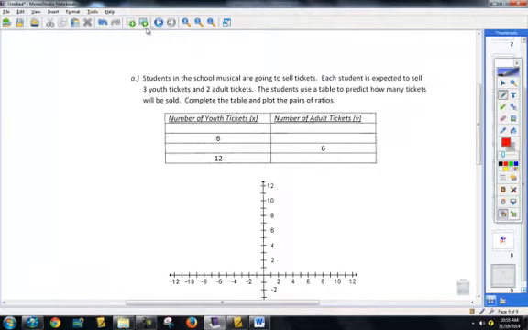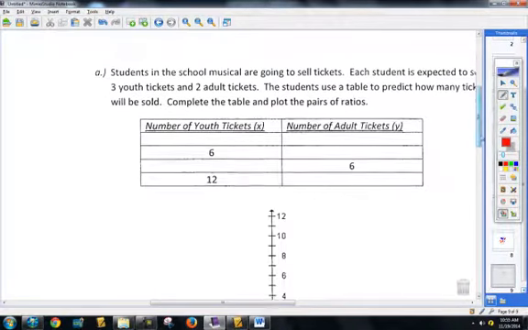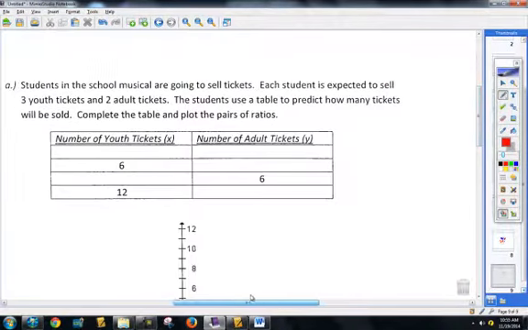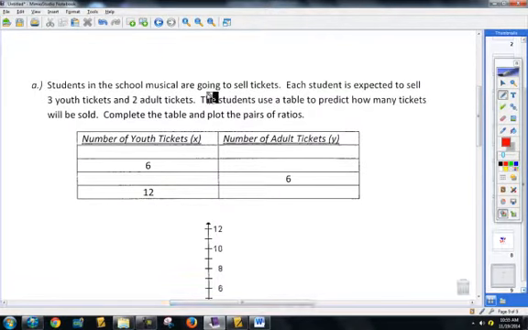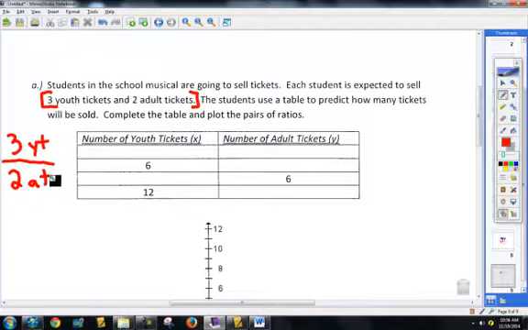Okay, let's take a look at this guy here. Students in the school musical are going to sell tickets. Each student is expected to sell 3 youth tickets and 2 adult tickets. So everybody should be off to the side right now doing this, because I've told you every time you're given that fake ratio or that beginning ratio, you should be writing it over here, because that's the starting point.